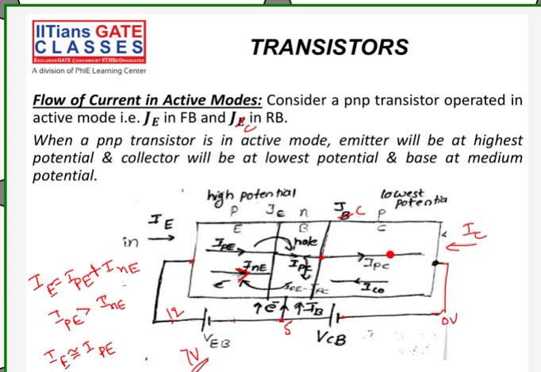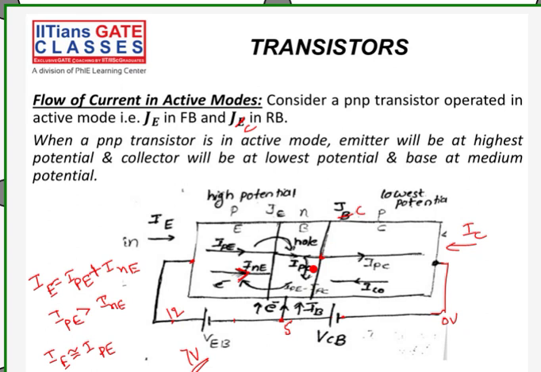That is why in active mode we use a forward biased emitter junction and a reverse biased collector junction. This is also called amplifier mode, amplification mode, active mode. We will see later what the amplification mode is, but I'm talking about active mode here. So these minority carriers, which are holes in the n region, the base region, can easily cross this collector junction because the collector junction is reverse biased. That is the main thing to remember.